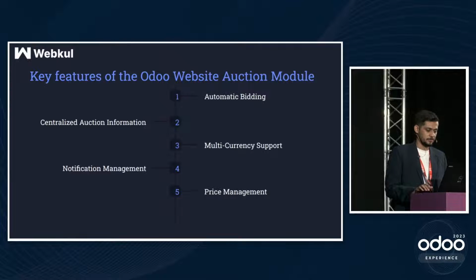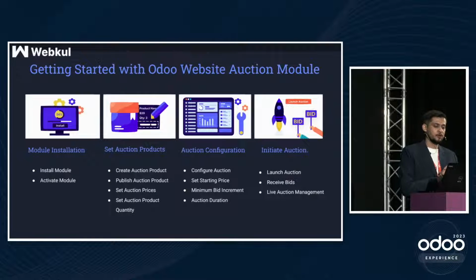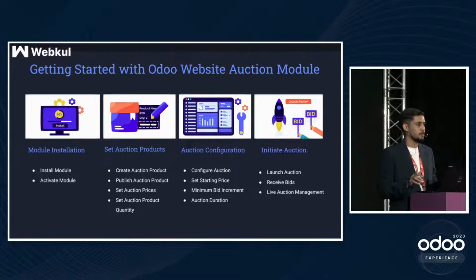So the process for using the auction website module is just simple. It's just like any other module. The first step is the basic step: just install the module, activate the module, and then you are ready to go with the module.